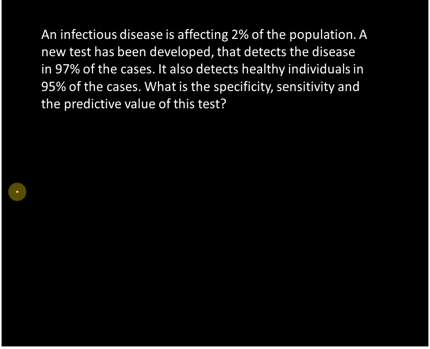Now, how can we address this? First of all, we can come up with what is called a decision tree. And we say, okay, we have our disease, and we either have this disease, so plus, since 2% of the population are affected, 2% have this disease, or they don't have this disease, so that would be the remaining 98% of the population.